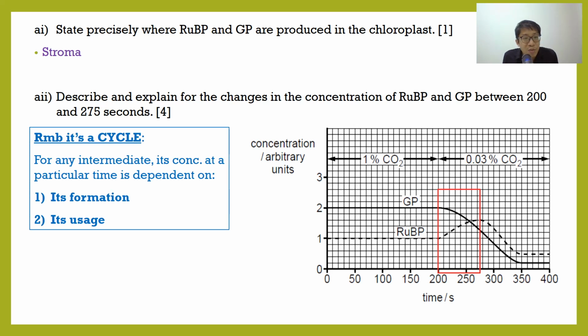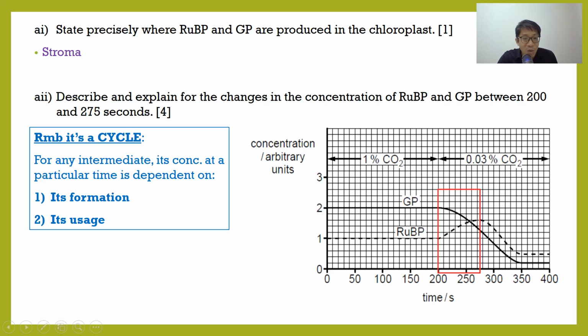Here, you need to note one concept when we come to looking at a cycle, like a Calvin cycle. For any one of the intermediates, for example, our RuBP, its concentration is always a net between the formation and its usage. Because at any one time, let's say for RuBP, while it is being used in carbon fixation, it is also being regenerated at the same time.